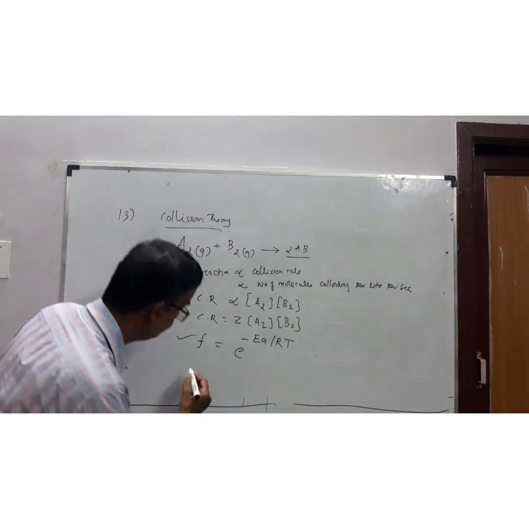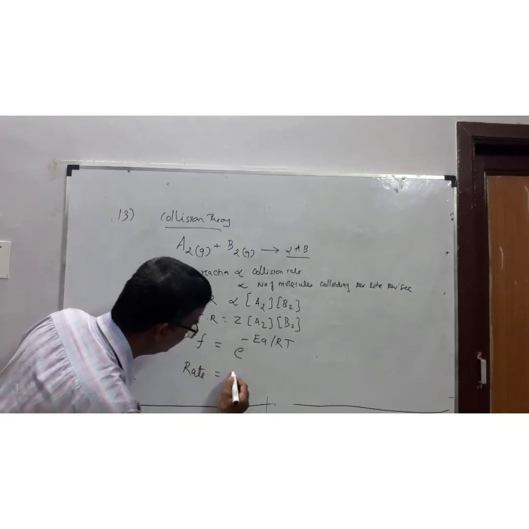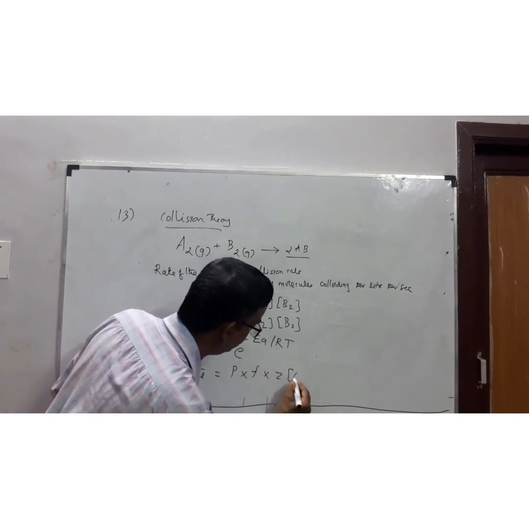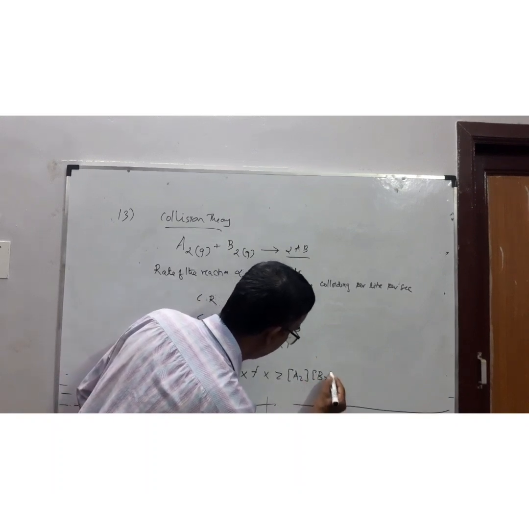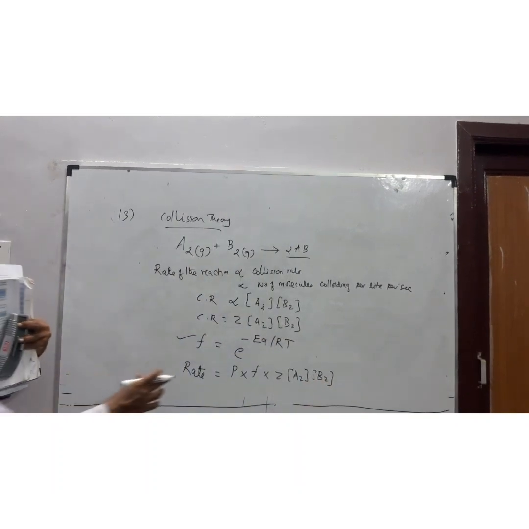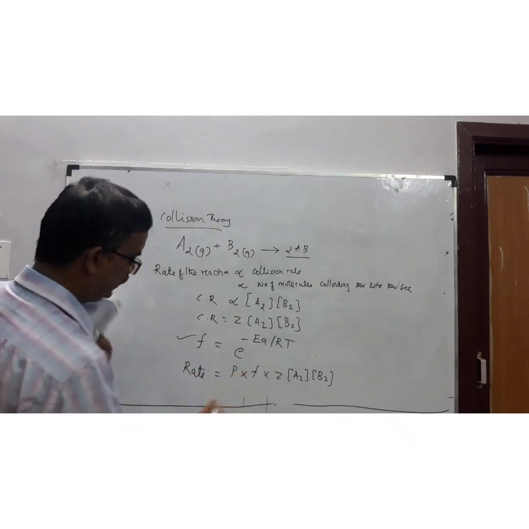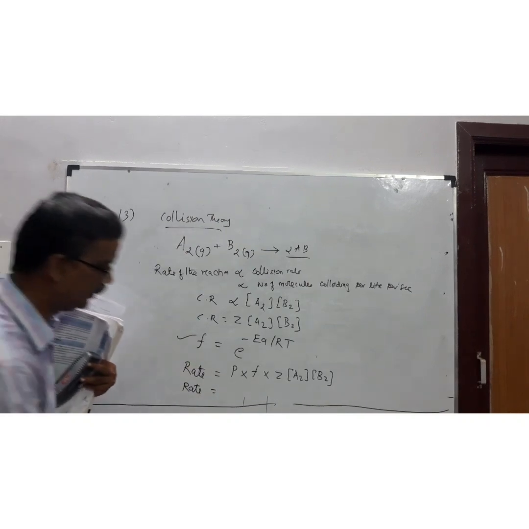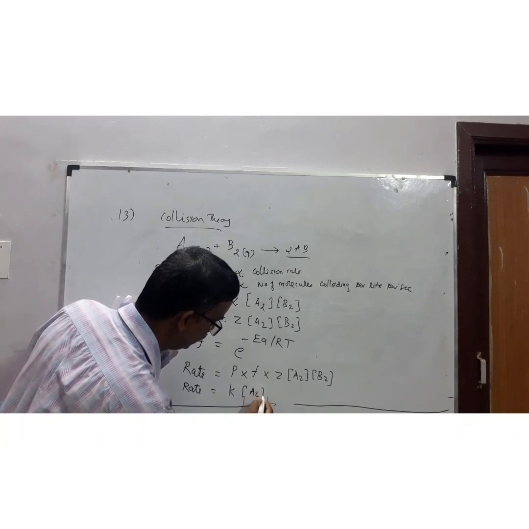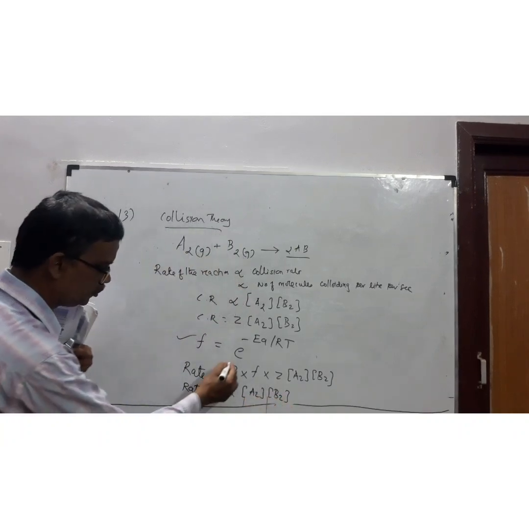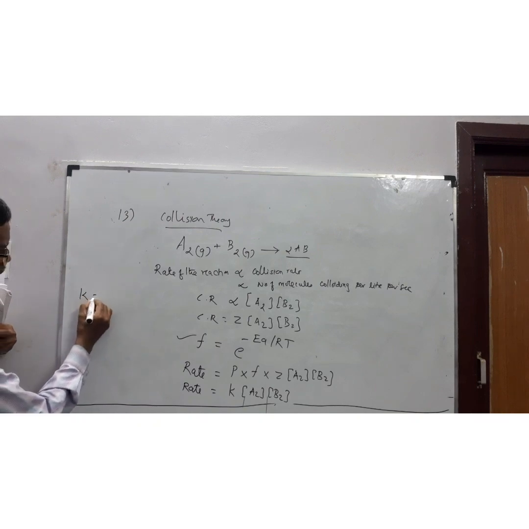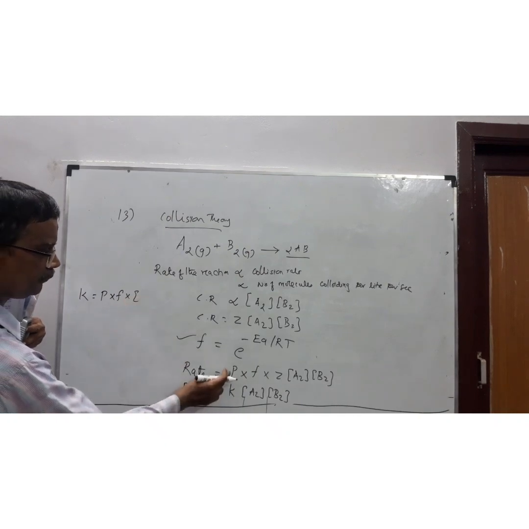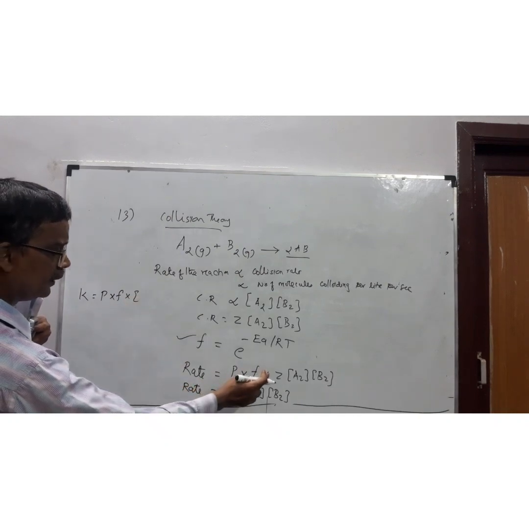Okay. So rate is equal to steric factor into fraction of effective collision and collision rate Z into A2 into B2. So rate of reaction equals steric factor into fraction of the effective collision into collision rate. We know according to the rate law, rate of the reaction equals rate constant into concentration of the reactants A2 and B2. So by equating, we get k equal to P into F into Z.